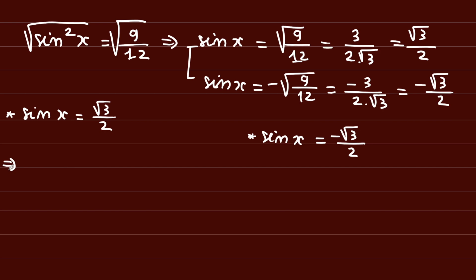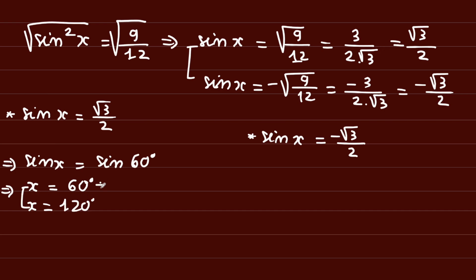Let me check this one. Sine h equals square root 3 divided by 2, which is 60 degrees. This is very easy. Sine h equals sine of 60 degrees. Two general solutions: the first one keeps this angle unchanged, 60 degrees, plus 360 degrees multiply n. The second one is the supplementary angle, 120 degrees, plus 360 degrees multiply n.